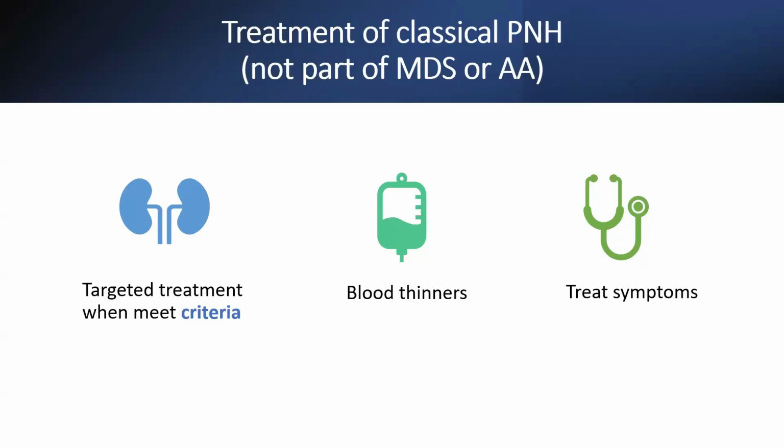Blood thinners are not always for everyone because there are consequences of blood thinners as well, right? There's a risk of bleeding. So you always have to have that discussion with your hematologist about the risks and benefits. But that should happen with your hematologist. And if you're not on treatment for PNH, but you have some other symptoms, we can always talk about how to mitigate some of those symptoms as well.